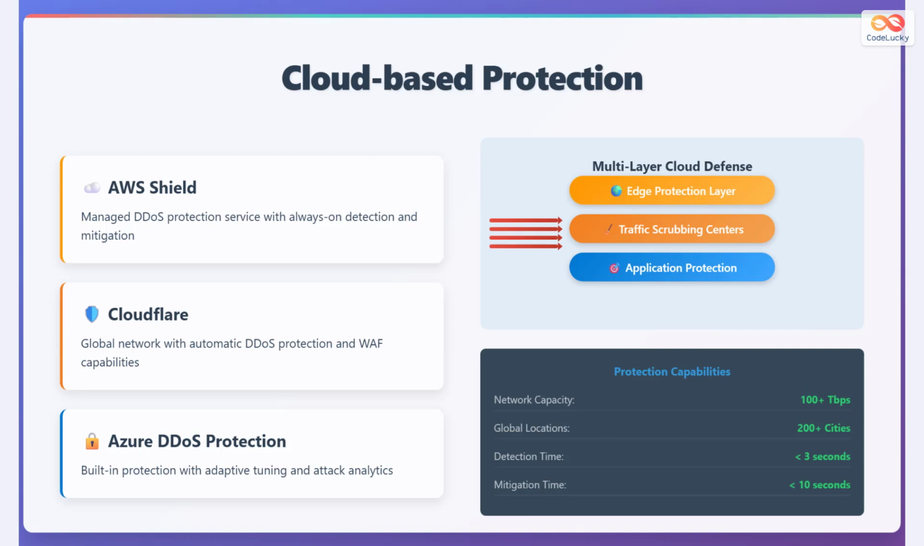These cloud providers offer multi-layer cloud defense. The edge protection layer, traffic scrubbing centers, and application protection are all parts of multi-layer cloud defense. These cloud providers have network capacity of hundreds of terabits per second and serve hundreds of cities across the world. The detection time is less than 3 seconds and mitigation time is less than 10 seconds.